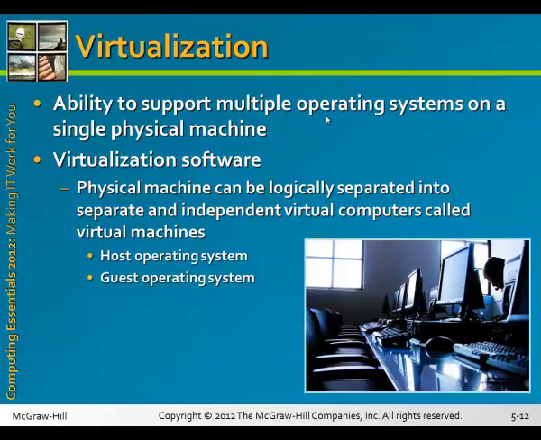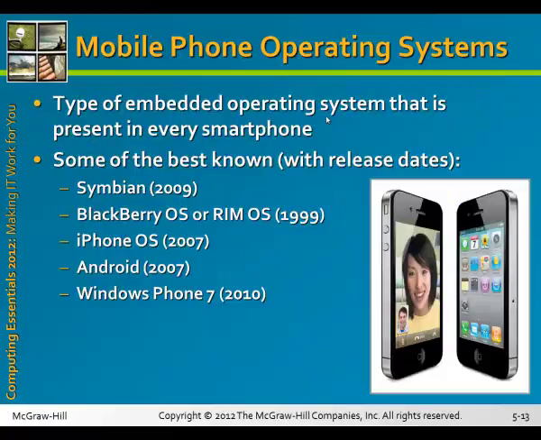Virtualization is, for example, the casinos. When you go to a casino, every machine may look like it's on its own and running its own little piece, but they are running some type of virtualized operating system that is run from a central location or from a server inside the casino. Mobile phone operating systems include the iPhone operating system, Android operating system, Windows 7 operating system, as well as your BlackBerry OS.